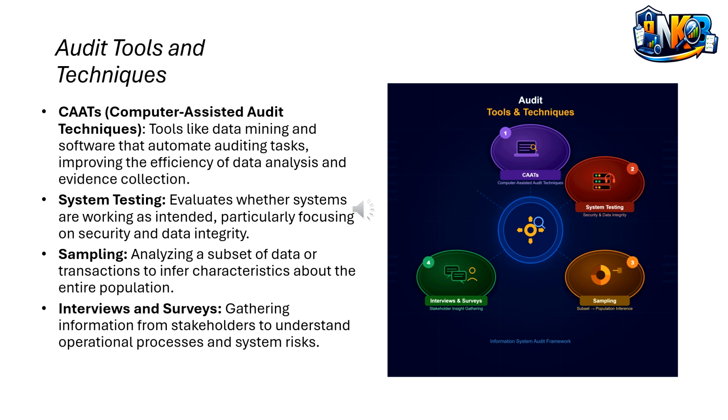Then sampling. It is the examination of a subset of data and transactions to draw conclusions about the entire population. Here we are not conducting the audit of the entire population, but we extract a subset of data and then draw a conclusion about the entire population. Then interviews and surveys, collecting insights directly from the stakeholders to understand process, risk, and system operation. Together, these techniques form the backbone of practical auditing, helping auditors move from theory into actionable evidence.